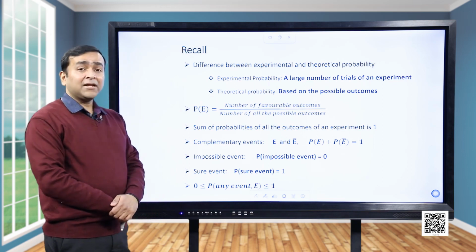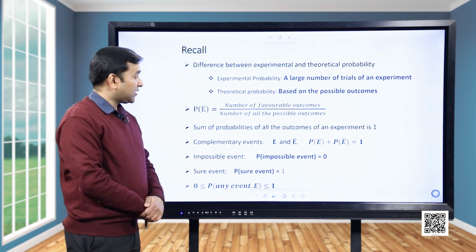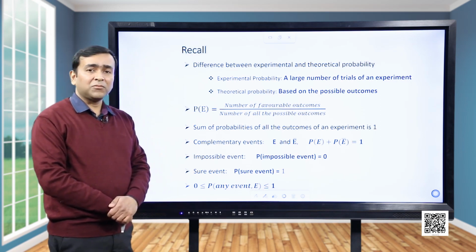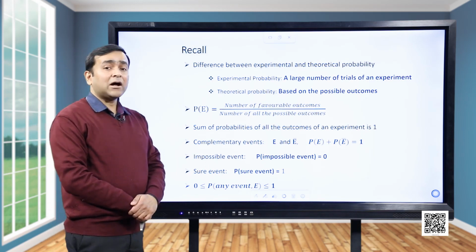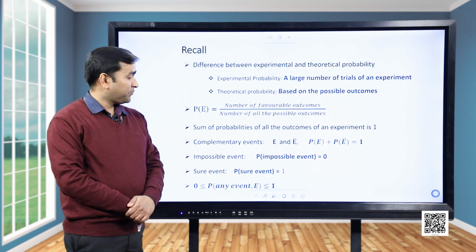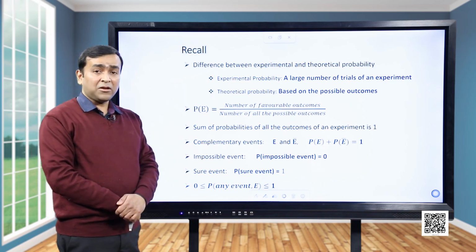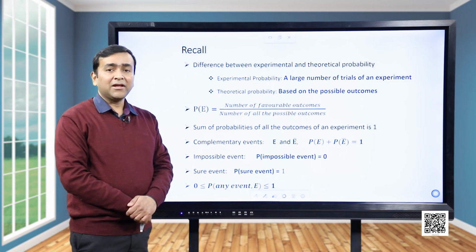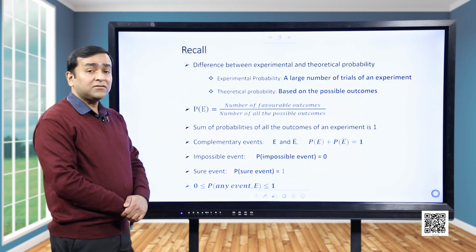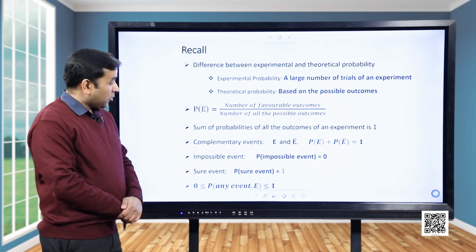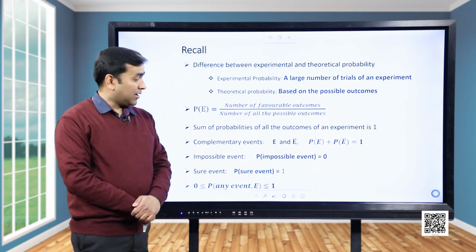The formula for finding probability of any event is number of favorable outcomes divided by the number of all the possible outcomes. We know that the sum of probabilities of all the outcomes of an experiment is 1. We studied what are complementary events. If E is an event, then its complement is denoted by E dash, and the sum of probabilities of complementary events is 1. Then we had studied that the probability of an impossible event is 0.